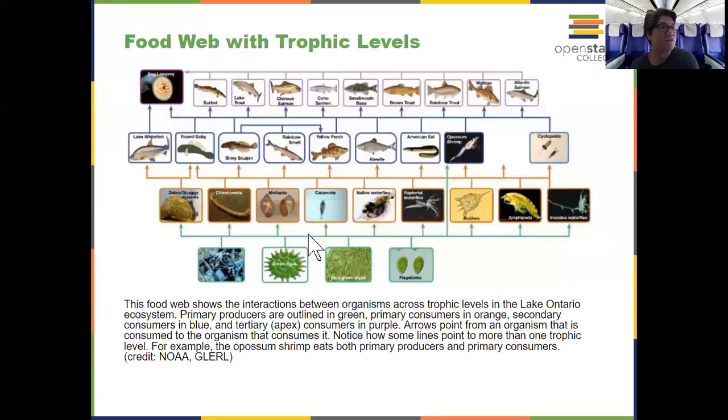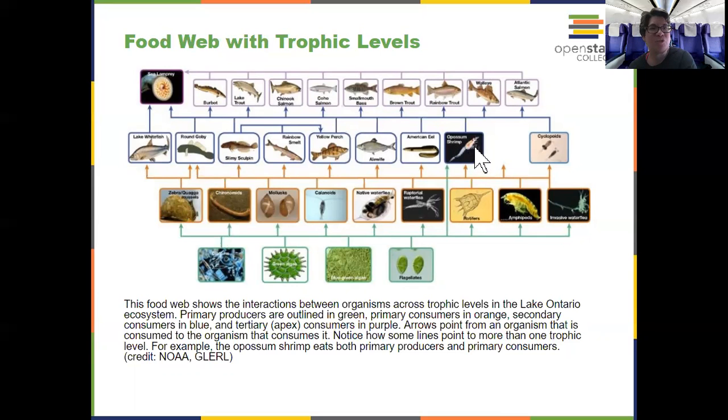So here is another look at some trophic levels. In this aquatic ecosystem here at the bottom, you have a bunch of algae. And then at the next primary consumer level, you have all these different types of organisms. You have some macroinvertebrates, which are insects that are aquatic invertebrates, and some other organisms. And then you move up to the fish level.